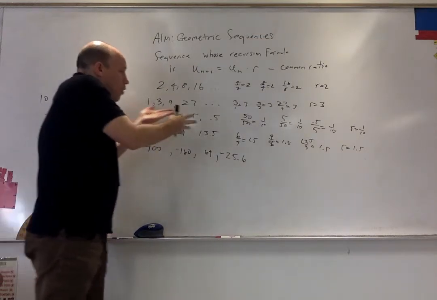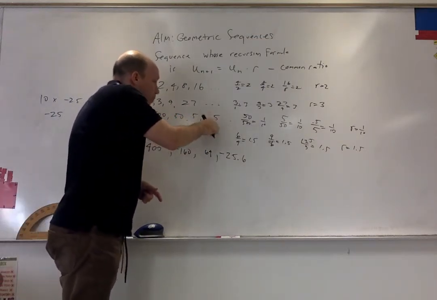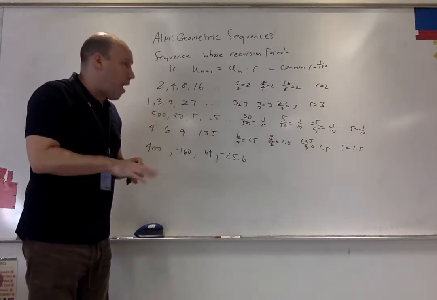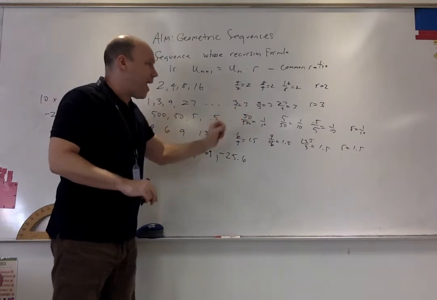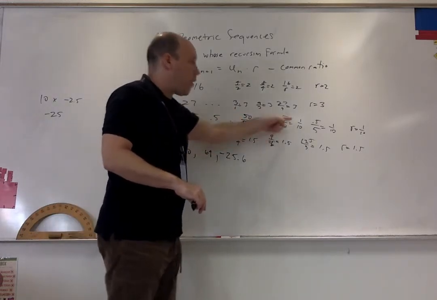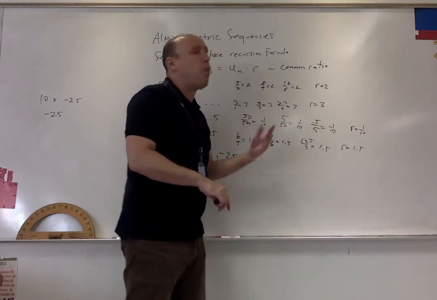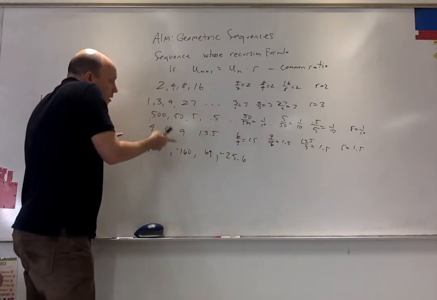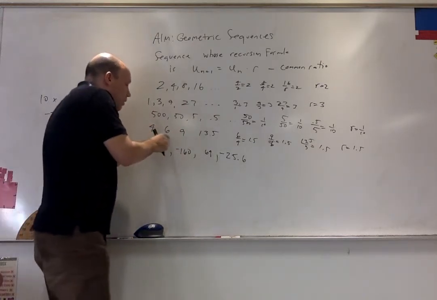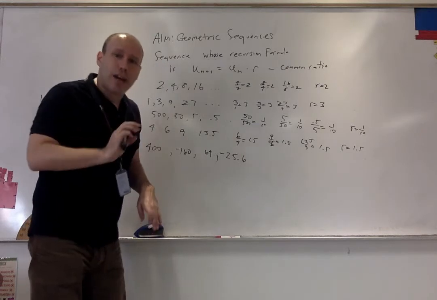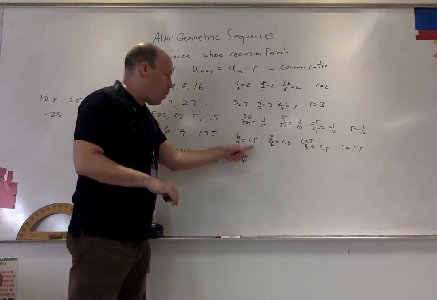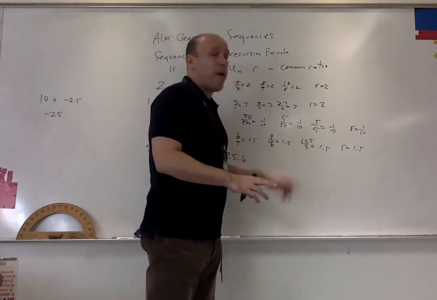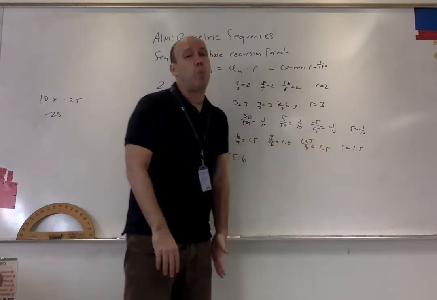Next example, 500, 50, 5, 0.5. Mr. Adler, it was not so clear, so we can use the fancy way. 50 divided by 500 is 1/10. 5 divided by 50 is 1/10. 0.5 divided by 5 is 1/10. So the common ratio is 1/10. And then the second to last example, 4, 6, 9, 13.5. You're not really sure? Take out your calculator. 6 divided by 4 is 1.5. 9 divided by 6 is 1.5. 13.5 divided by 9 is 1.5. Your common ratio is 1.5.